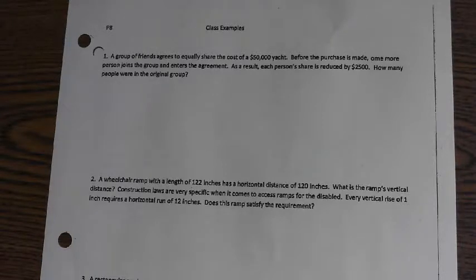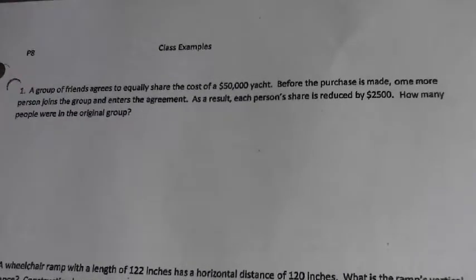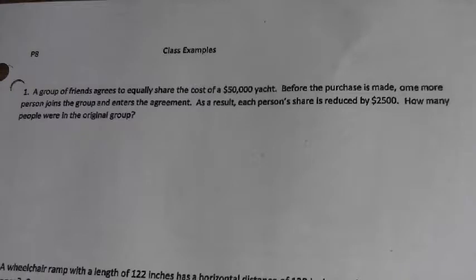One of the first things I'll start by saying is, if the word problem doesn't do it for you, you need to make sure you are identifying the variables you're using and what they mean. So on this first one, a group of friends agrees to equally share the cost of a $50,000 yacht. Before the purchase is made, one more person joins the group and enters the agreement. As a result, each person's share is reduced by $2,500. How many people were in the original group?